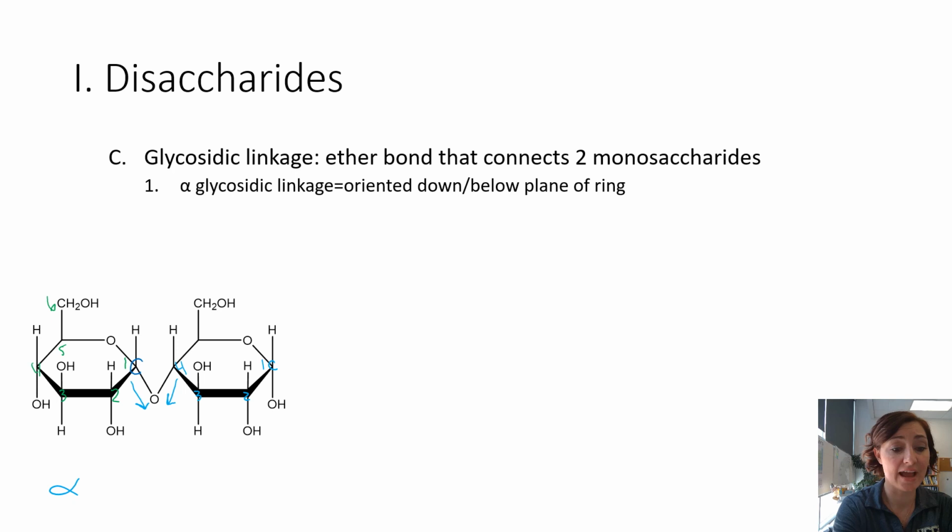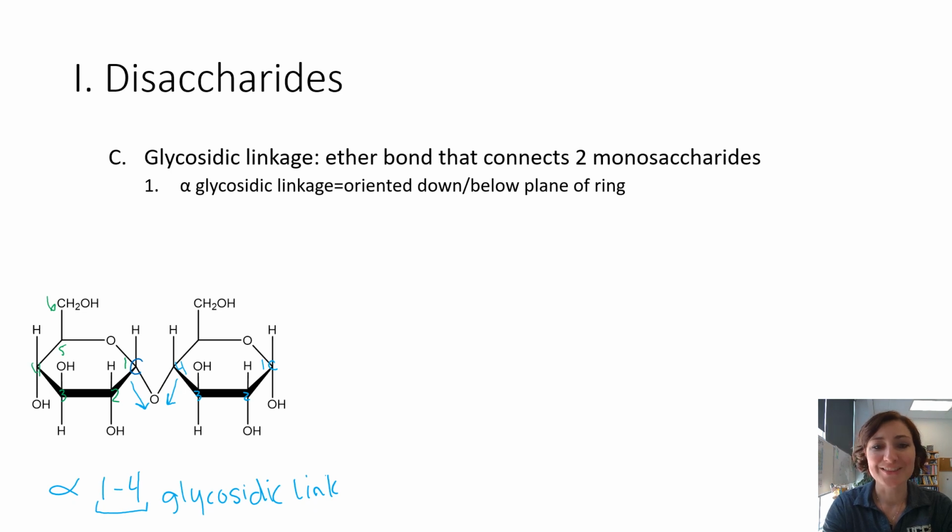So I would call this an alpha 1,4 glycosidic linkage. Now, your book likes to put the 1,4 first and then the alpha, and your lab manual does it the way I've shown you. Just get the numbers right, get the correct anomer, and you'll be just fine.